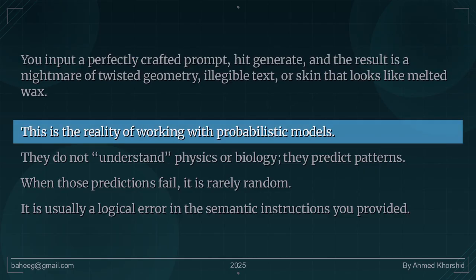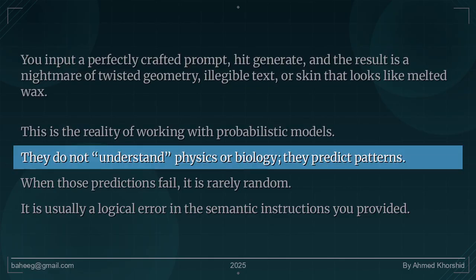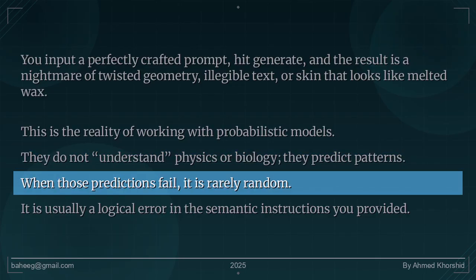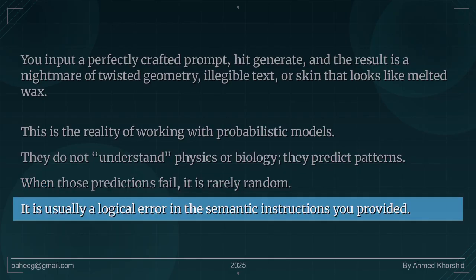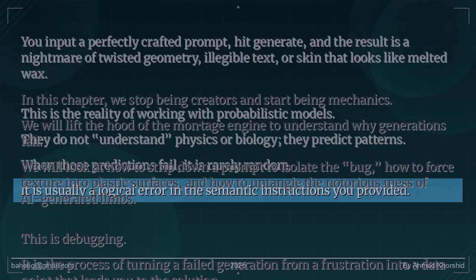This is the reality of working with probabilistic models. They do not understand physics or biology, they predict patterns. When those predictions fail, it is rarely random. It is usually a logical error in the semantic instructions you provided.